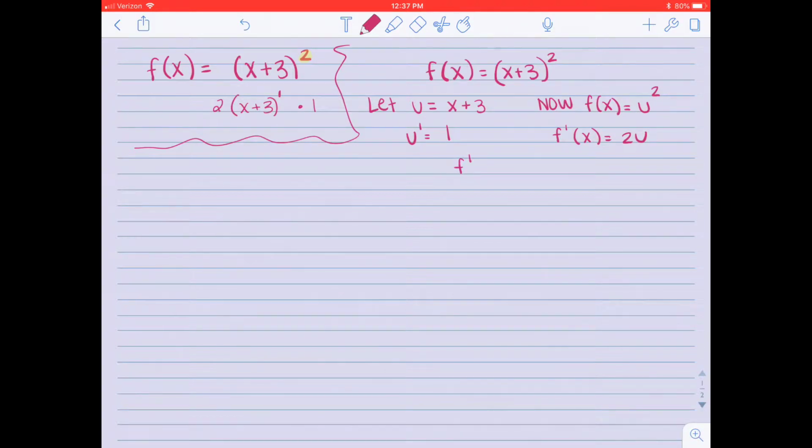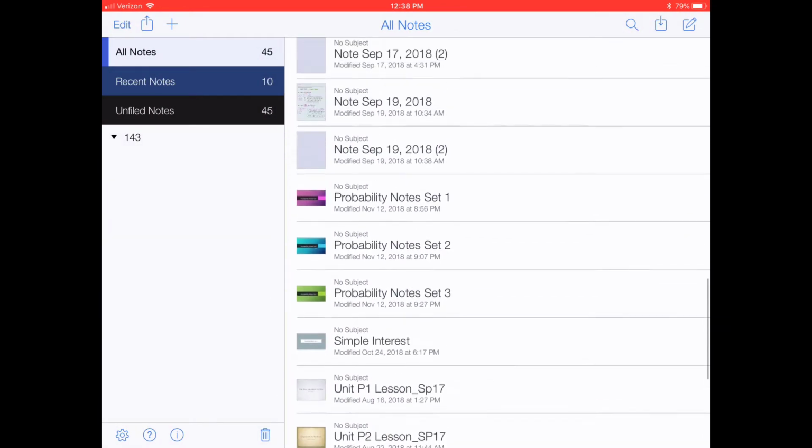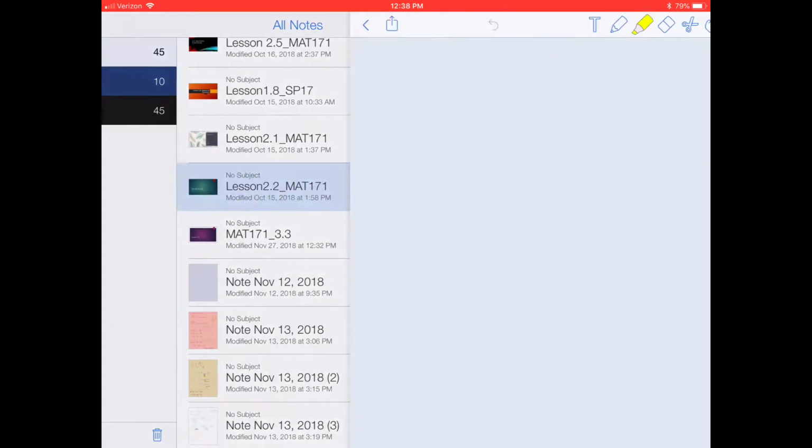And then I'm going to take f prime and multiply it by u prime. So f prime is 2u times u prime, which is 1. And of course, I don't want to write a final solution with the u in it. So I'm going to write 2 times u, and replace u, which represented x plus 3. And now this is my final derivative. And what you'll notice is that this solution, 2 times (x plus 3), is the same solution that I got over here. So essentially, when we're doing the chain rule, we are doing u substitution with it, okay?